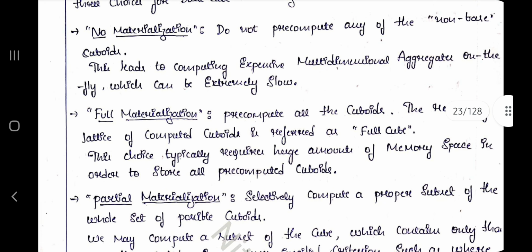So there are 3 types: no materialization, full materialization, and partial materialization. No materialization means you will not compute anything. Whenever the query comes, then you will compute. It is very hard for a large database, because every time you compute, it will take a lot of time. Full materialization means you will compute everything and keep.